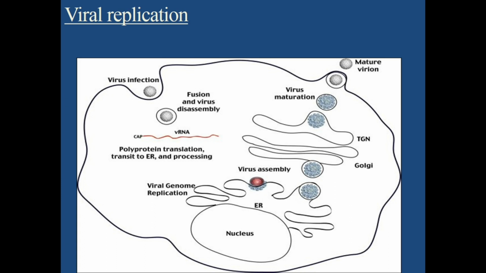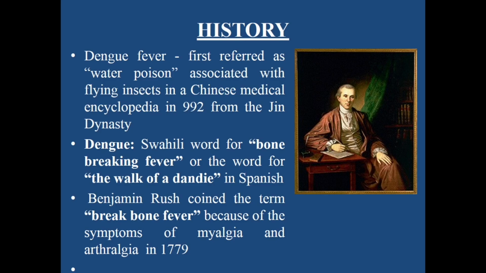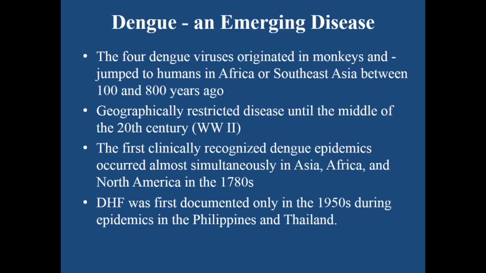Viral replication occurs in the cytoplasm. Now the history: dengue fever was first referred to as water poison, meaning an old fever, and it was associated with flying insects in a Chinese medical encyclopedia in 992. The word dengue comes from the Swahili word for bone breaking fever, or the word for the walk of a dandy in Spanish. And it was Benjamin Rush who coined the term breakbone fever because of the symptoms of myalgia and arthralgia in 1779.